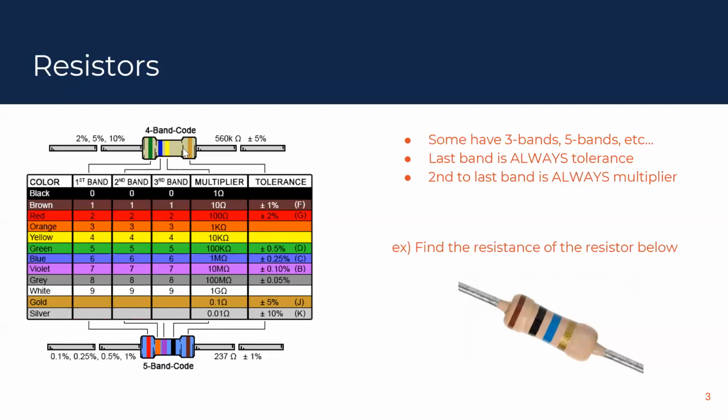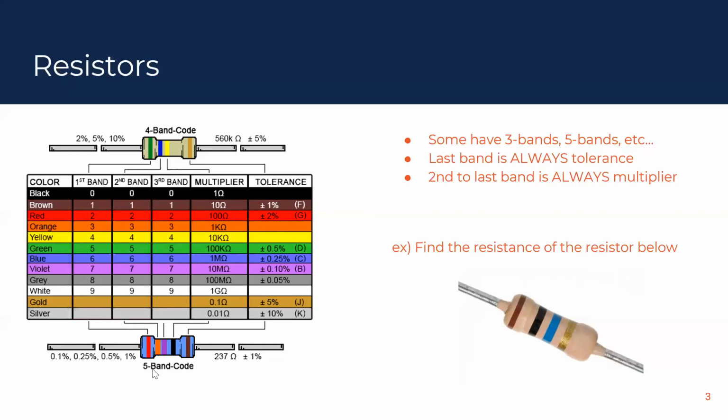Normally there's a non-uniform spacing where you can tell that there's slightly more spacing to the right-hand side, which allows you to orient it. So in this case, the tolerance band is brown, and brown is plus or minus 1%. So this is a high precision resistor. Its value is very close to the desired value.